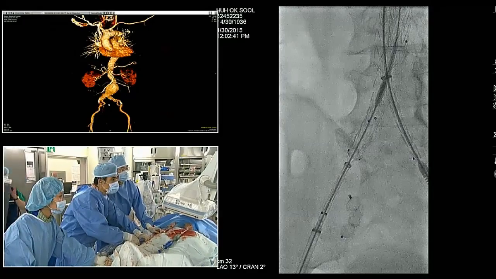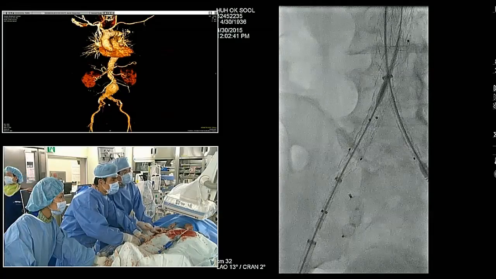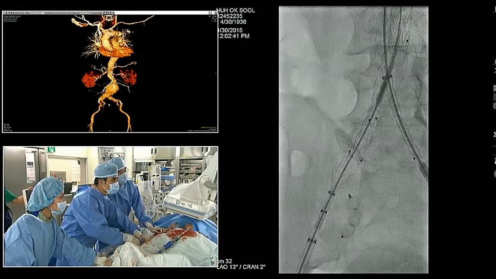Doctor, the sheath position is 3 cm high. Yeah, the sheath position is right high. Okay, thank you. Thank you so much.